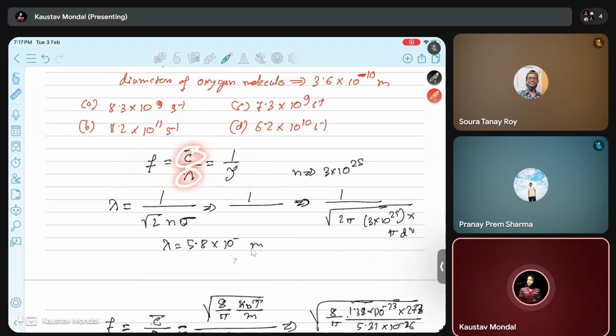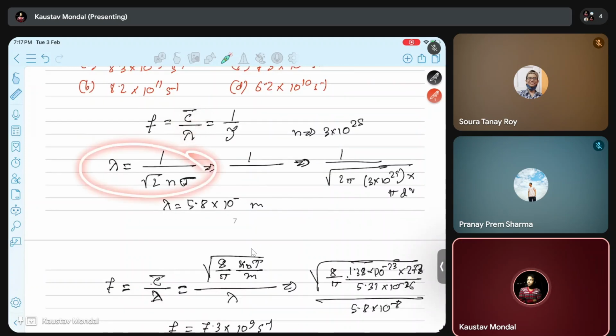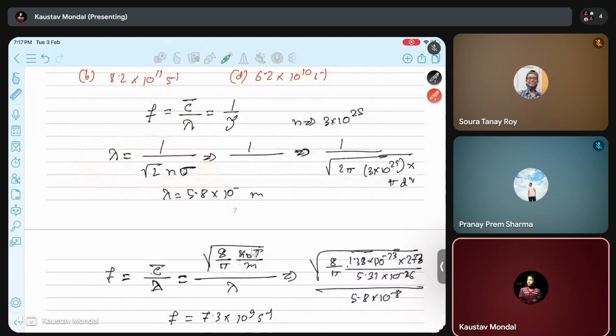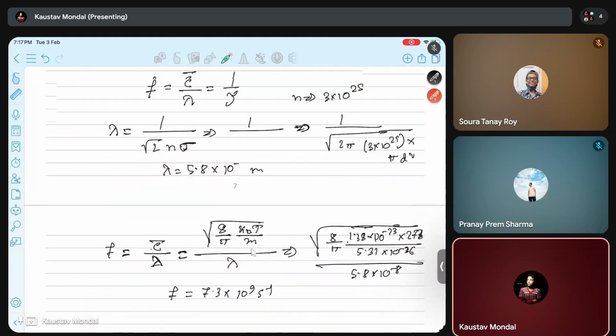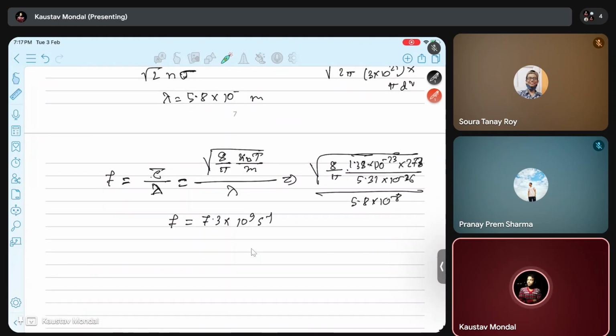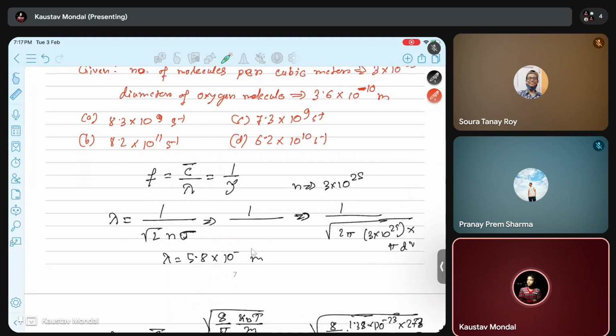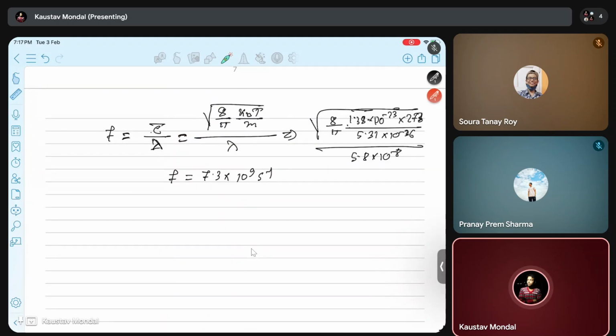Lambda, you know from the Maxwell law. This is the formula to calculate lambda. You know the gas density and the diameter of the oxygen molecules. And next is c bar, which you know from our Maxwell distribution. Temperature and everything are mentioned since it's at STP. So from there you can easily calculate the collision frequency for this kind of problem.